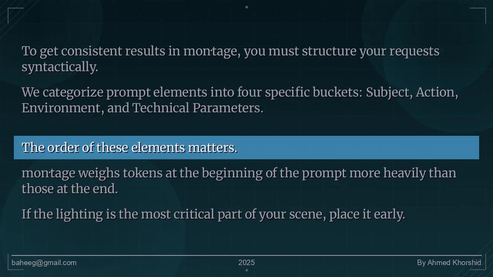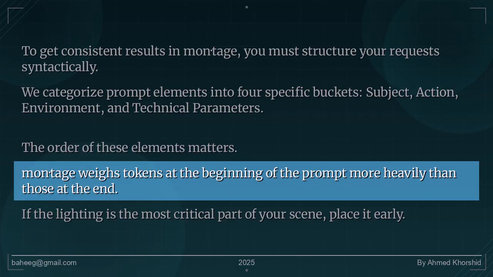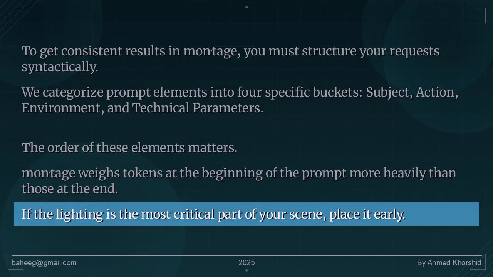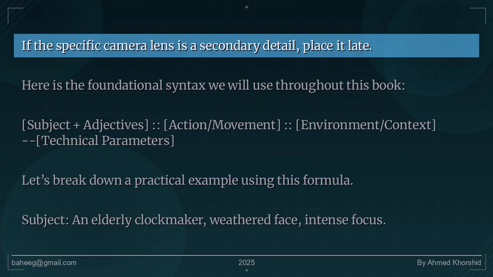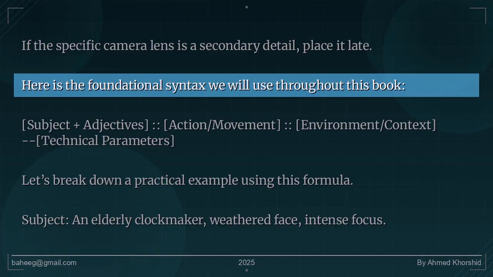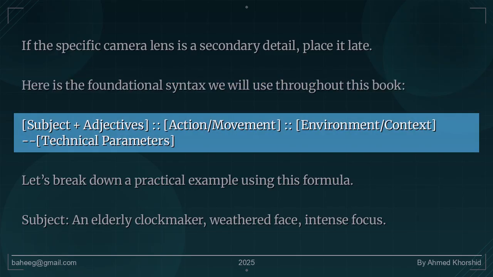The order of these elements matters. Montime's Tage weighs tokens at the beginning of the prompt more heavily than those at the end. If the lighting is the most critical part of your scene, place it early. If the specific camera lens is a secondary detail, place it late. Here is the foundational syntax we will use throughout this book. Subject plus adjectives, action, movement, environment, context, technical parameters.